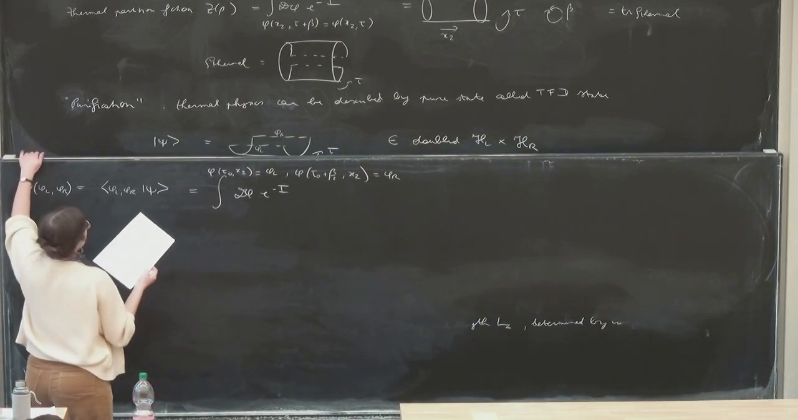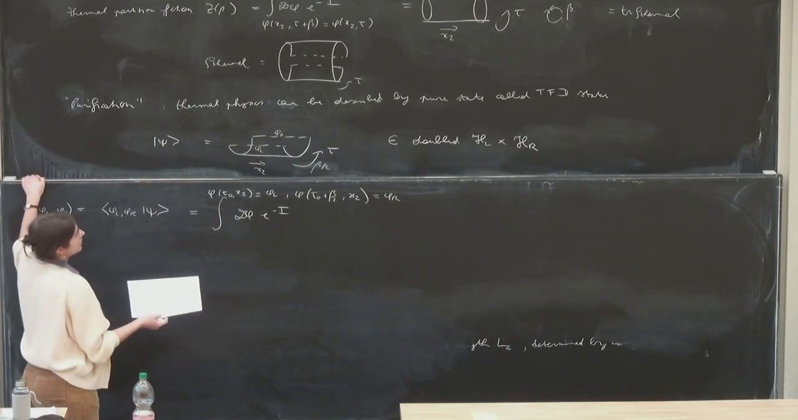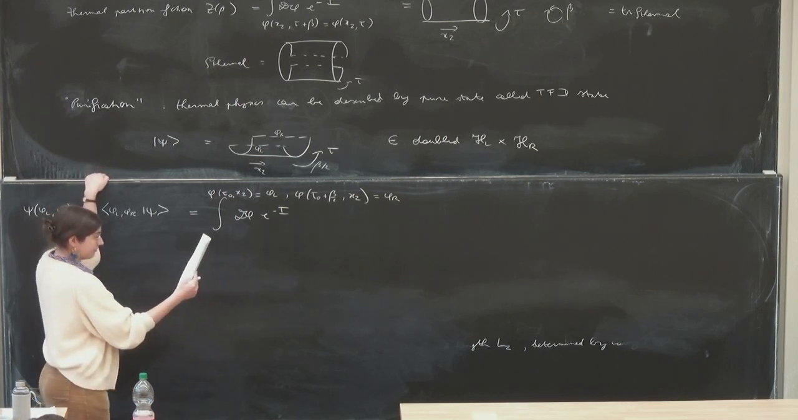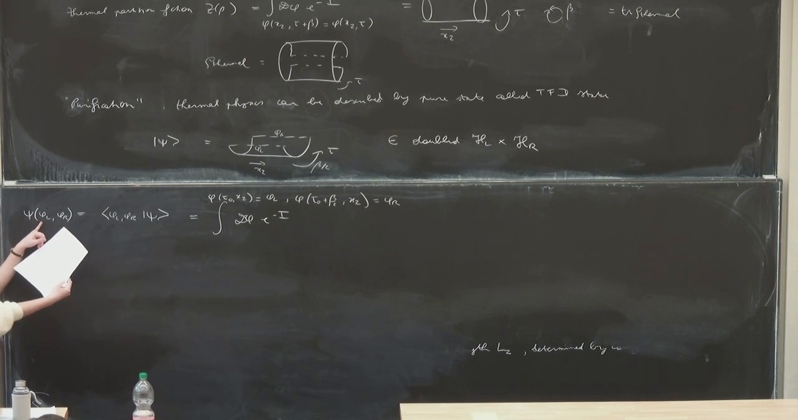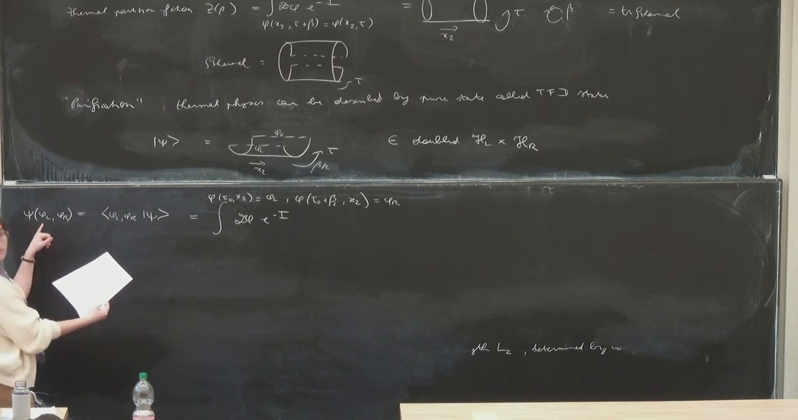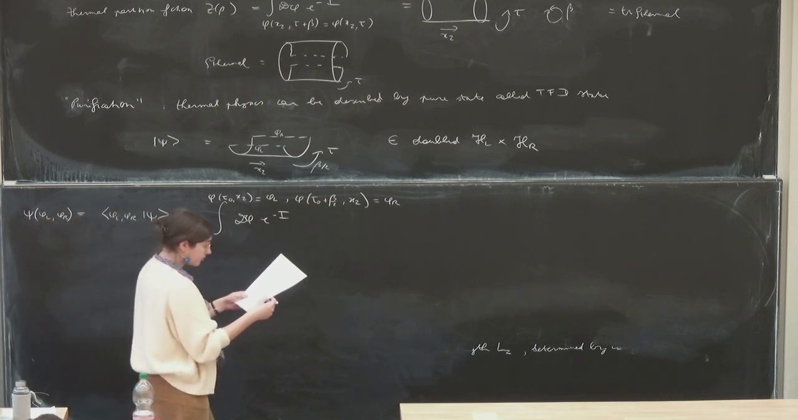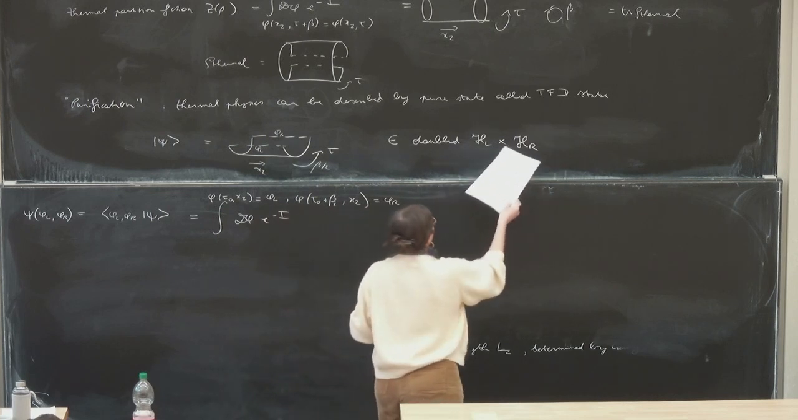And so since this is now a wave functional dependent on two sets of field configurations, this is why the corresponding state lives in a doubled Hilbert space, okay? So this refers to the H left, H right here.